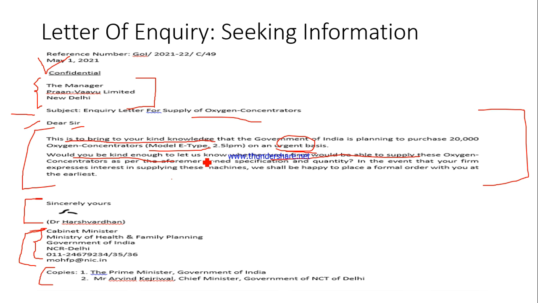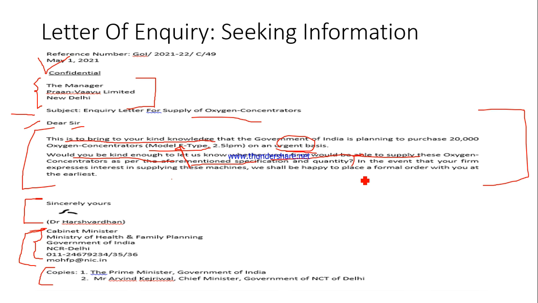Now what do we mean by aforementioned? Which has been mentioned before. So aforementioned specification means the specification of the oxygen concentrator mentioned before, which is basically this one, model E type 2.5 LPM. And we are asking whether the firm Pranavayu would be able to supply these kind of oxygen concentrators. Plus I'm also asking what is the quantity in which they can supply us, right? In the event, now please have a look at this particular sentence, in the event that your firm expresses interest in supplying these machines, we shall be able to place a formal order with you at the earliest.